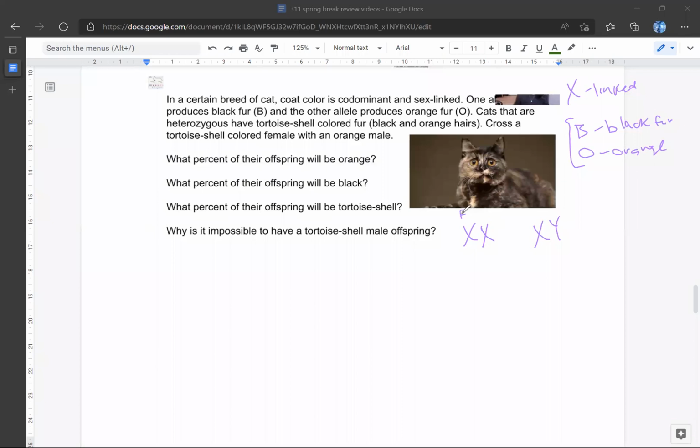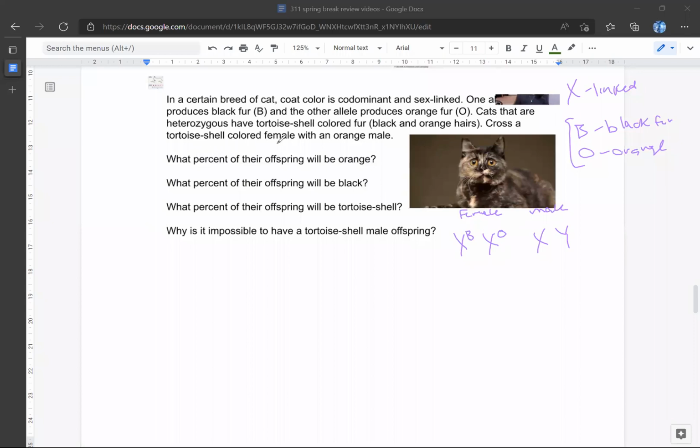So we have our female parent and our male parent. The female is X, X, and the male is X, Y. So the female is tortoise shell. How do you get a tortoise shell phenotype? Firstly, we know that tortoise shell phenotype is the result of codominance between the orange and black alleles. And so this female is going to have at least one orange and at least one black allele. We're diploid, so we have two X chromosomes. Let's say that this is going to be XB and this one XO.